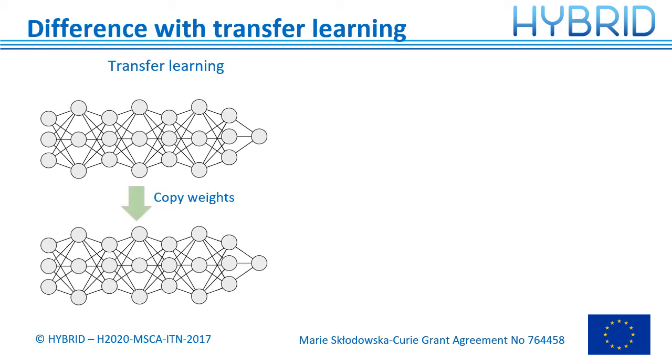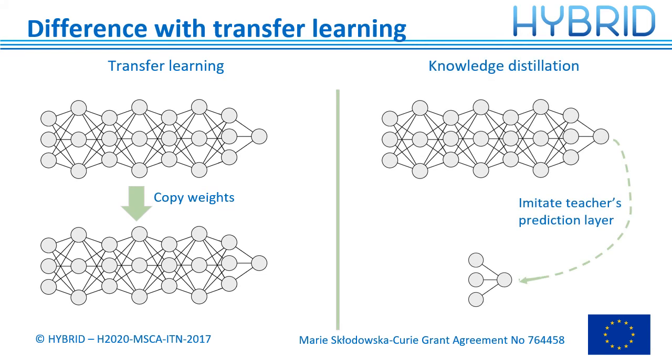But let's see what's the main difference between the transfer learning that we already introduced with knowledge distillation. In the transfer learning, we usually work with the same model architectures for both models, and we copy the weights of one model to the other. Whereas in knowledge distillation, a student model can have a different architecture from the teacher model. On the other hand, in knowledge distillation, what a student model tends to imitate is the output of the teacher model.